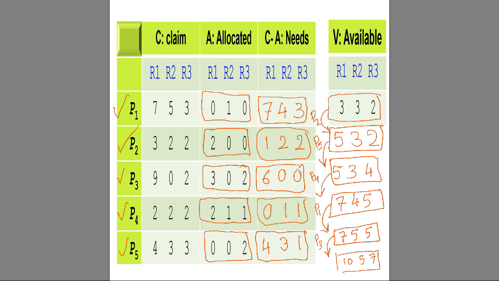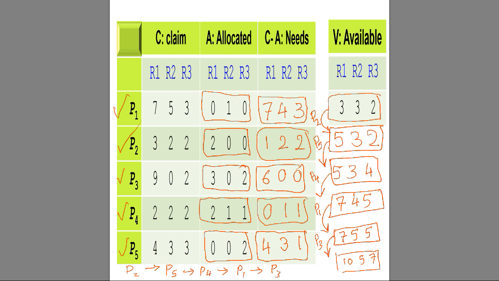Now, do we have any more processes that need resources? The answer is no. So all processes could complete, and we have the sequence P2, then P5, then P4, then P1, then P3. So we could find a sequence through which all currently active processes could complete if we started from this state.